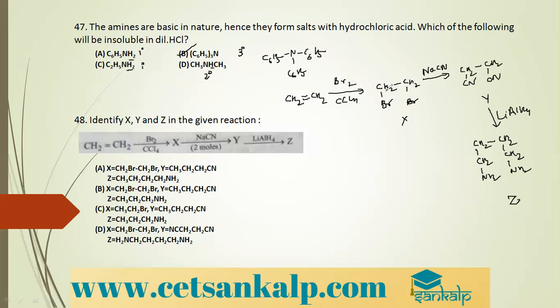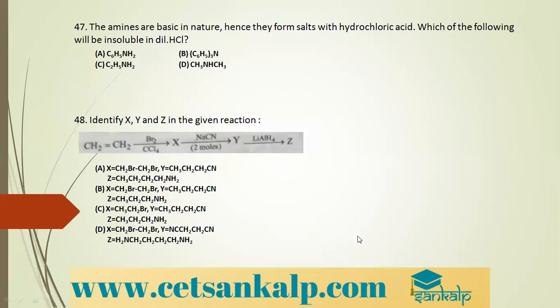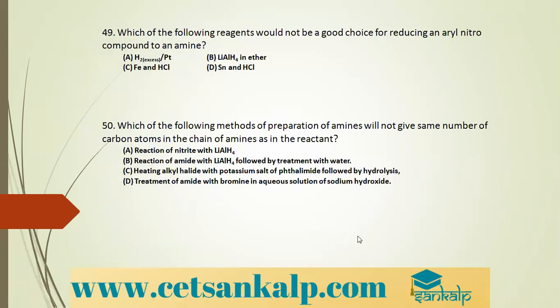So X is CH2Br, CH2Br, correct? Y is CN. Okay, this is Y, CH2, CN. Yes. And what is Z? Is it correct? Z is yes. So option D is correct. So clearly we should understand the reactions. Option D is the correct option.